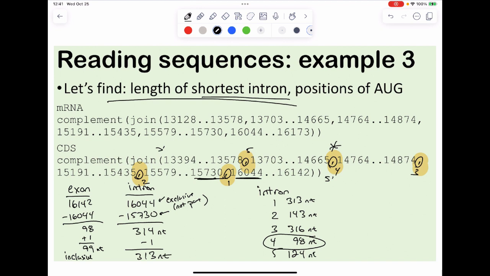What other things can we do? So where's AUG? AUG is the start of translation. Here's the start of translation. So 16142 is going to be the A, but again, we're reading this backwards. There's 5 prime. So 16141 is going to be the U, and 16140 is going to be the G.